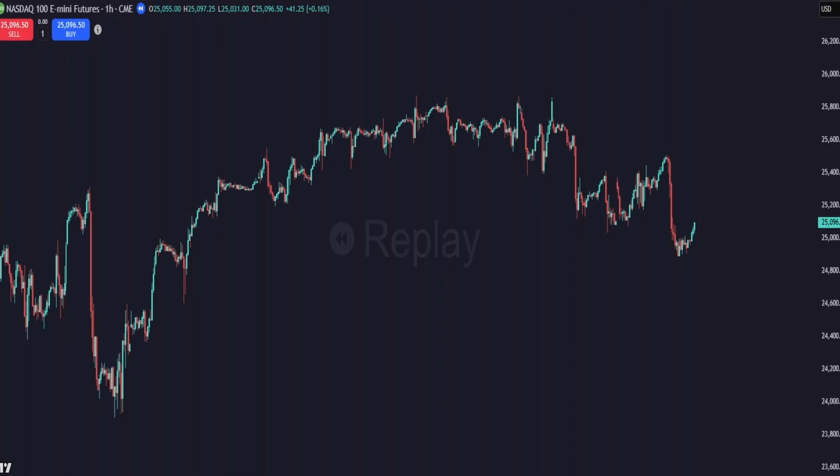Let's get started by opening a fresh, clean chart. No indicators, no signals, no noise. You'll notice the chart I'm using here is the NASDAQ futures. That's just the example. This isn't futures specific.